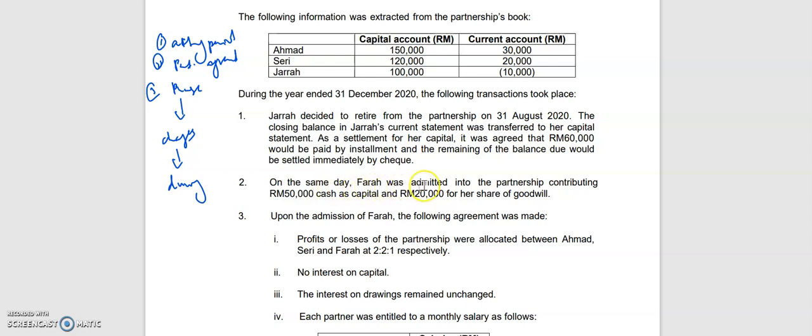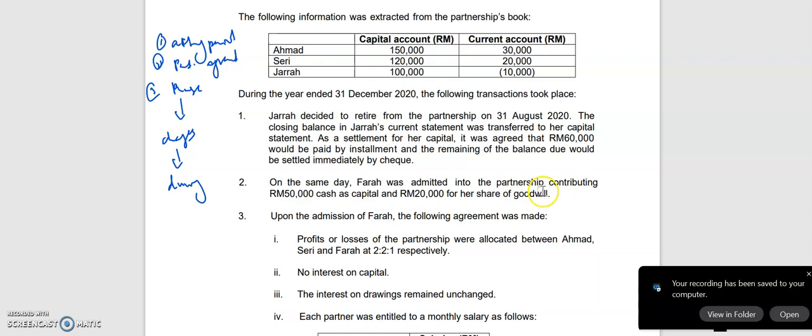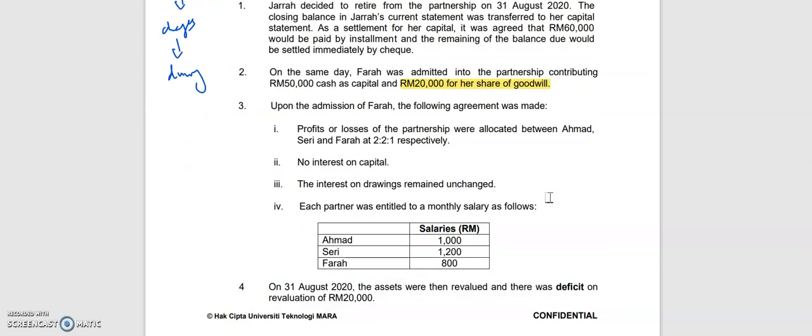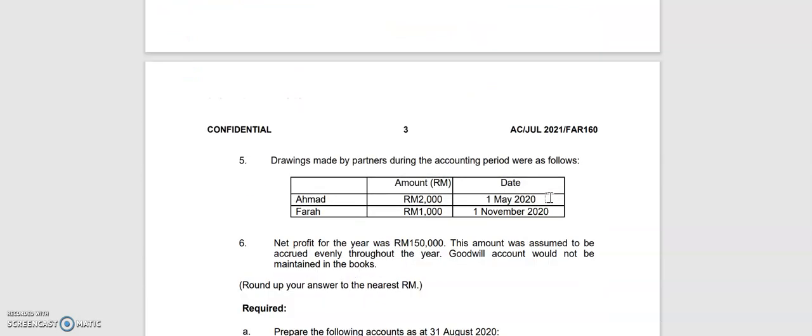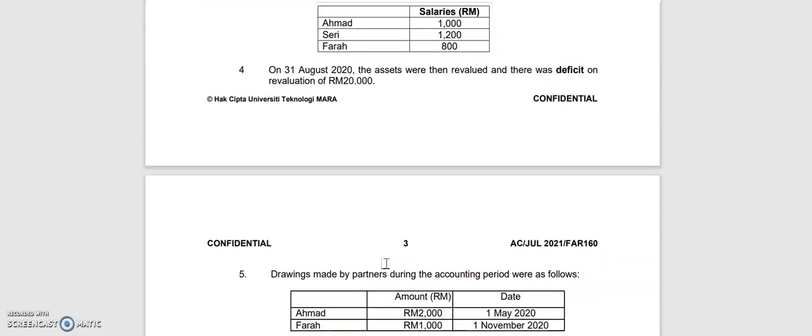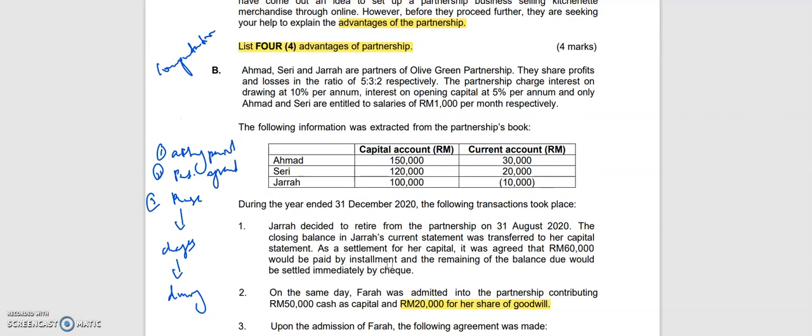On the same day, Farah was admitted into the partnership contributing 50,000 cash as capital and 20,000 for her share of goodwill. Okay, so you have information for goodwill here. Do you have any other information? No, and the goodwill will not to be maintained in the book. Okay, this is the normal procedure. Okay, do you have any other information on goodwill? No, right? So meaning that you cannot use accounting profit, you cannot use super profit. So you are going to use the ratio method.